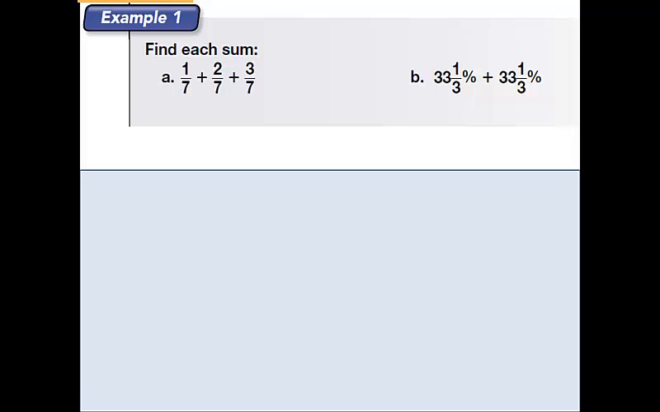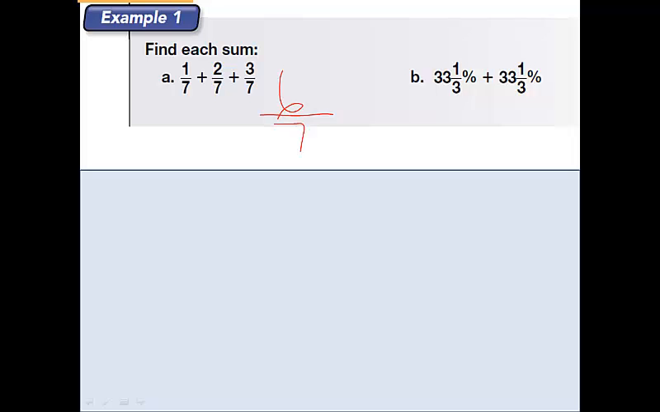So find each sum. Go ahead and work these two examples, and then we'll go over them together. In number 1, our common denominator is going to be 7. And then we're just going to add our numerators together. 1 plus 2 is 3, plus 3 is 6. So A should be 6/7.